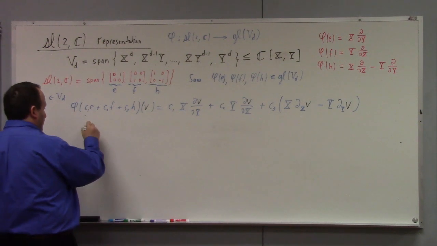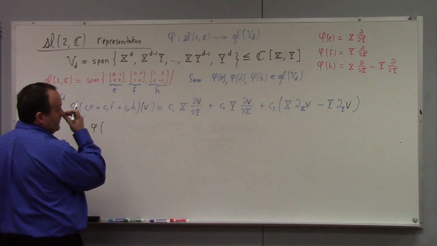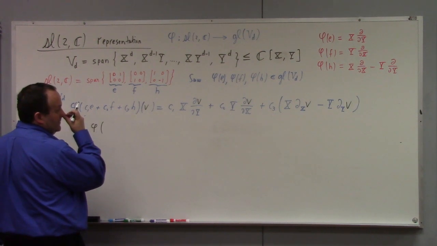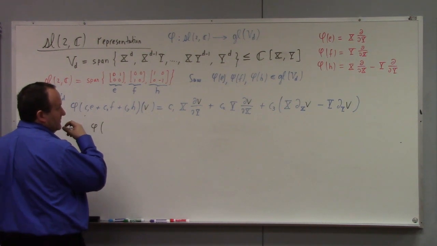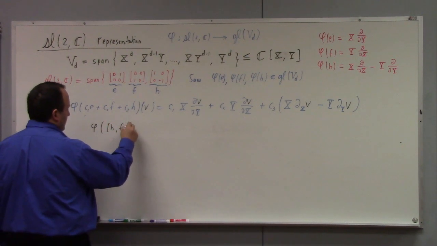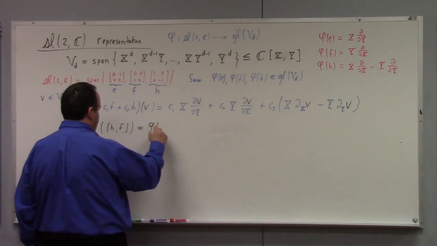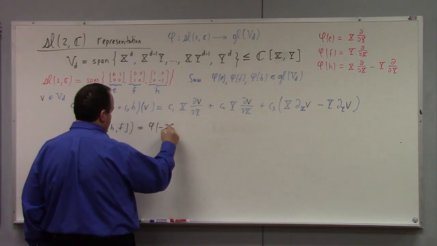So what's left to check is phi of, how's it go? I did EF, I did EH, now FH is what's left? So is it HF that he does? Yeah, he does HF and then minus 2 BF. So this is supposed to be phi of minus 2f. Is that right?